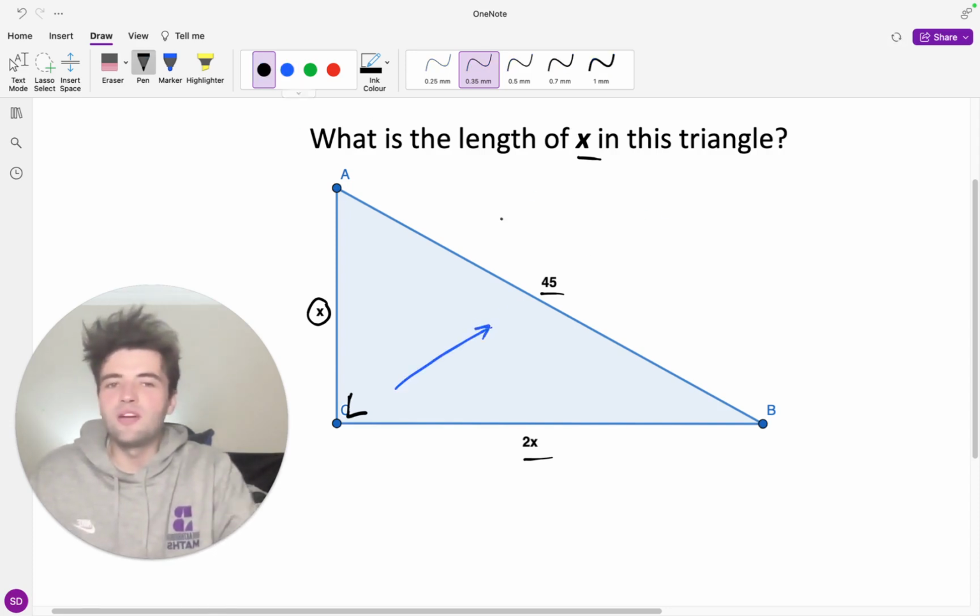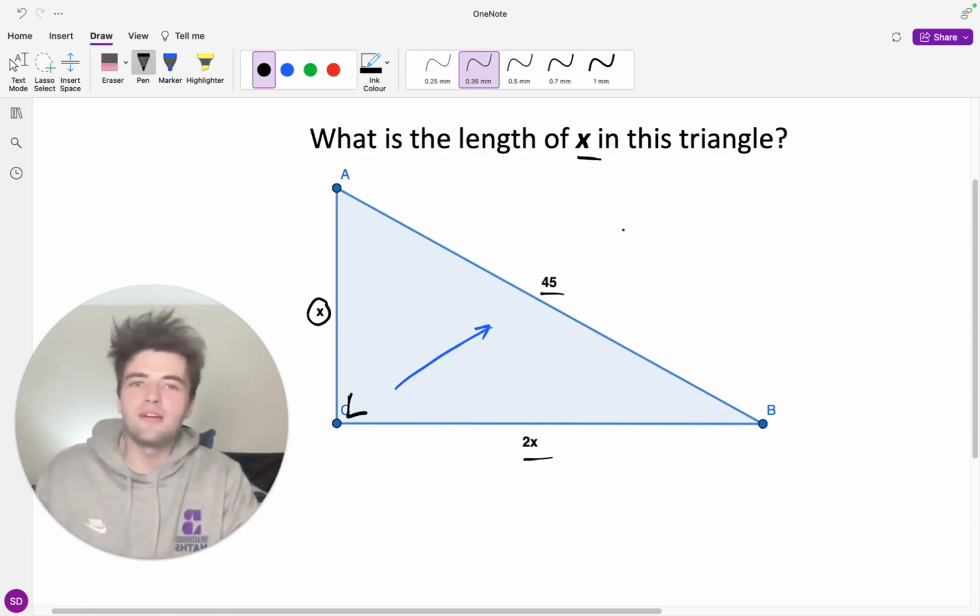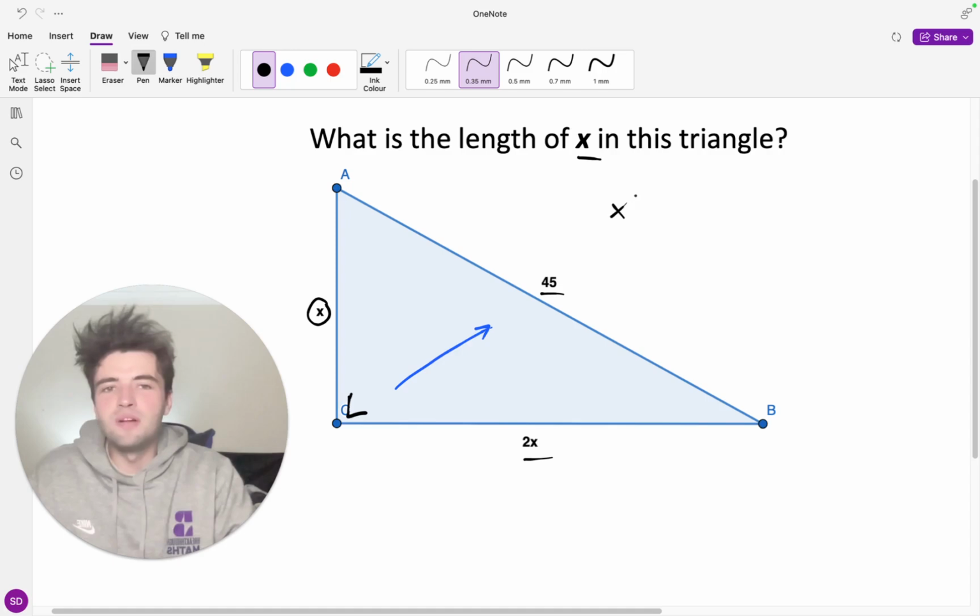And so now we can set up our equation here. So basically we're going to use Pythagoras' theorem. So we're going to have the two smallest sides squared and added together, which in this case is going to be x squared, and then 2x all to be squared.